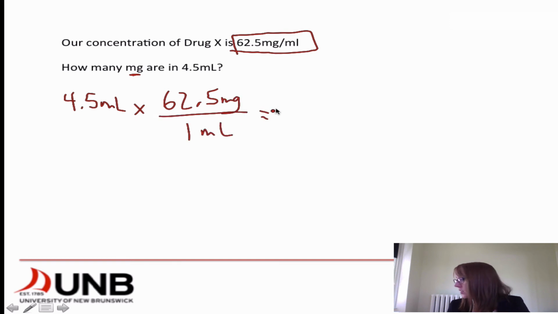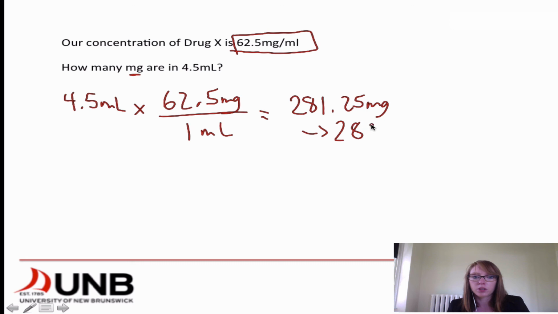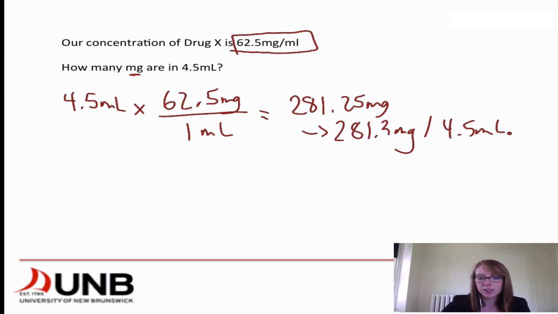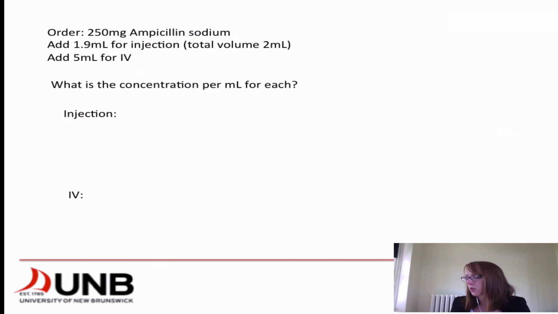And if we calculate this out, our answer is going to be 281.25 milligrams. So you could round that up. You would know that you have approximately 281.3 milligrams per 4.5 mil. So that's just another way. I mean, it's taking the same information, changing around the formula and just getting more from it. We'll move on to our next question.